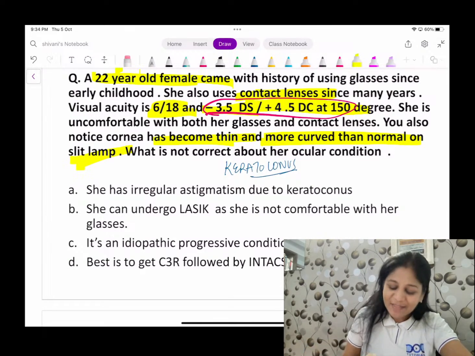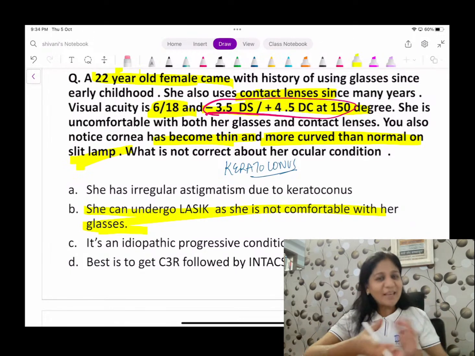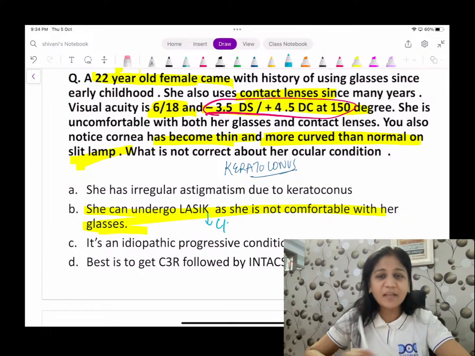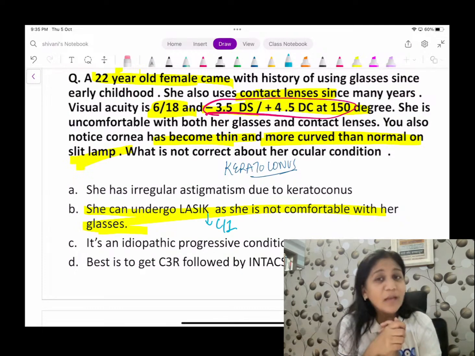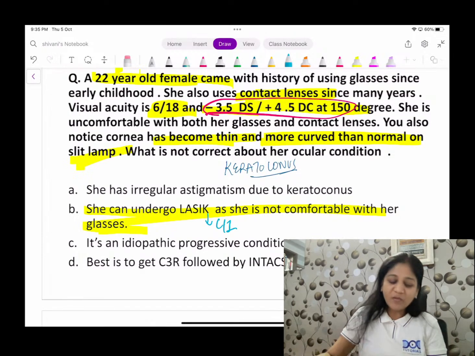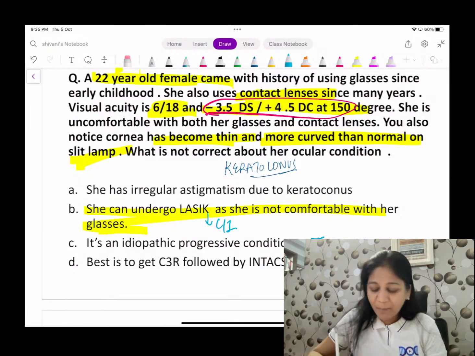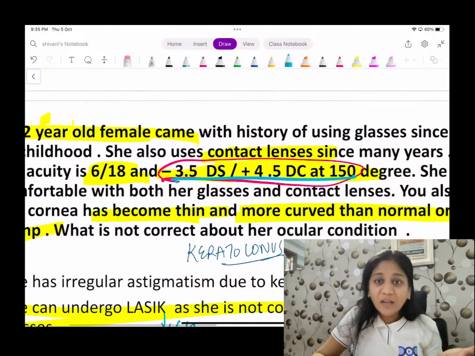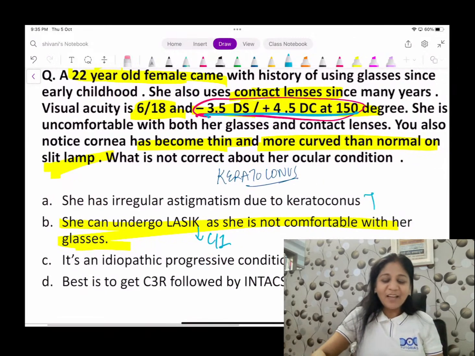Can she undergo LASIK? Remember, we have read LASIK. So can you do LASIK in keratoconus? LASIK is a big time contraindication guys. If the patient is not comfortable with the glasses, that does not mean we can do LASIK in every patient. We have just discussed that this is an idiopathic progressive condition. Best is to do this. And if you can see the prescription, this is an irregular kind of astigmatism due to keratoconus. So all three statements are correct.